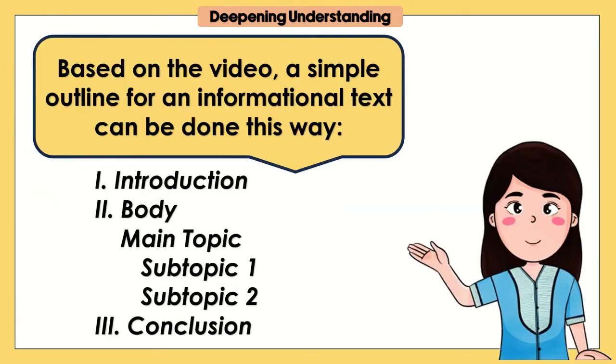On the video, a simple outline for an informational text can be done this way. First is the introduction. Second is the body. Under the body, we have the main topic. Under the main topic, there are subtopic 1 and subtopic 2. And the third one will be the conclusion.